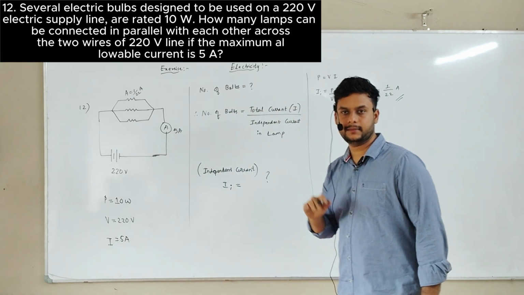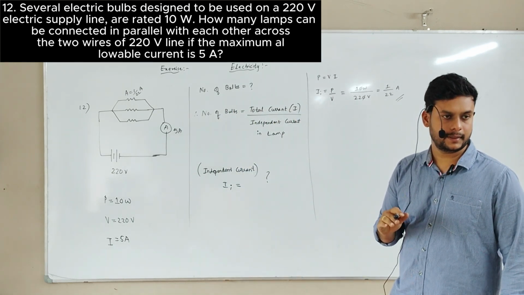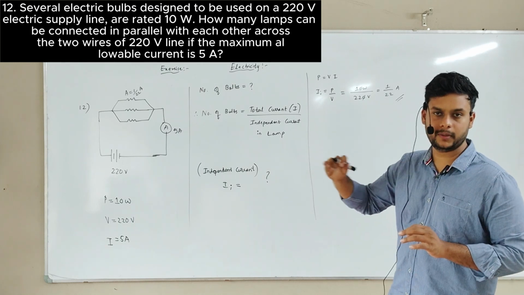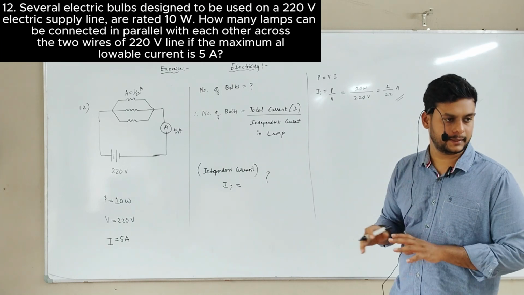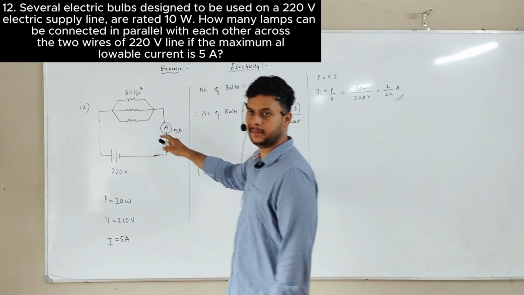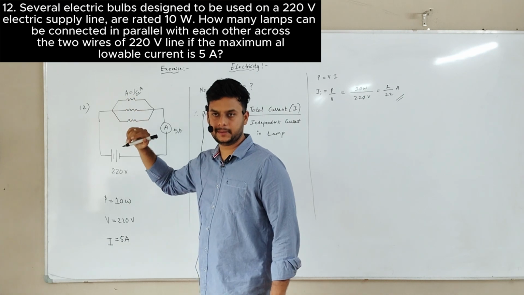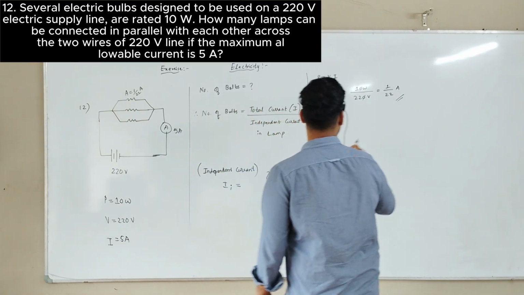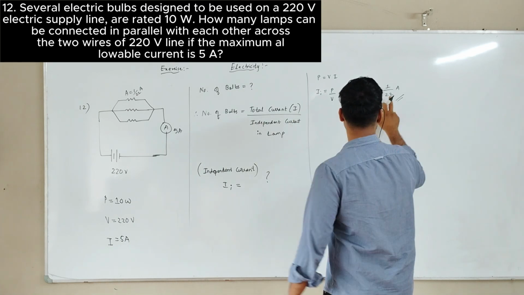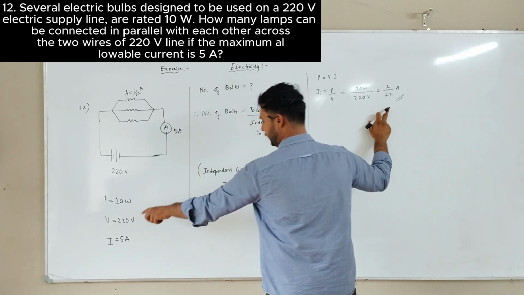The current passing through each branch with that resistance is 1 by 22 ampere. Actually the total is 5 ampere, but you can see only 1 by 22 ampere is passing through each bulb. So now I have got my I1, which is 1 by 22, and the total current is 5 ampere.